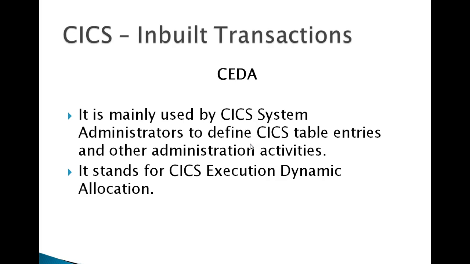It means CICS execution dynamic allocation, but it is mainly used by the administrator to define CICS table entries and for other administrative activities. For example, if you want to define your map or your new program, the steps are like this. First, you write your COBOL program, the combination of CICS or DB2, and then you compile it and you have the code ready. In the same way, you generate a map and compile it and you have the physical map or the symbolic map ready. These maps and these programs need to be brought to the CICS region.